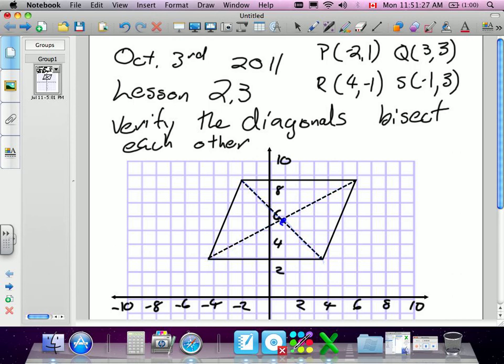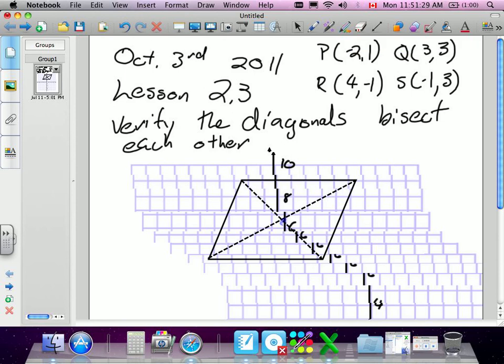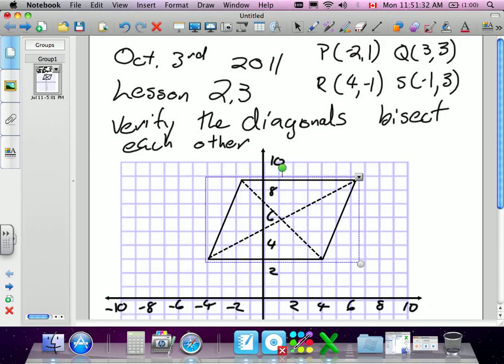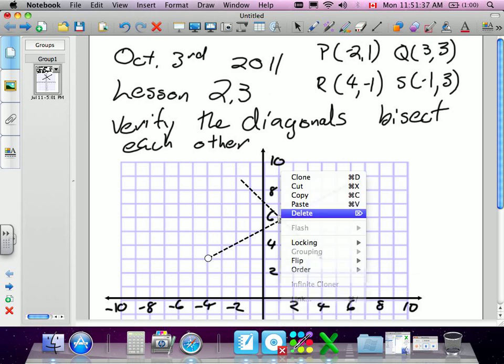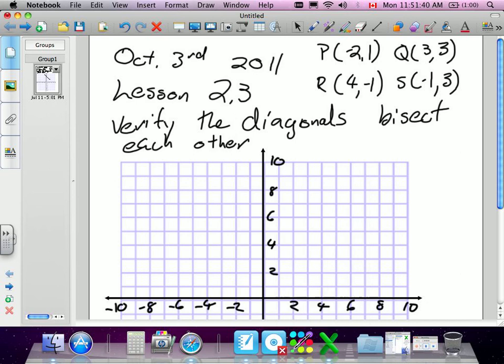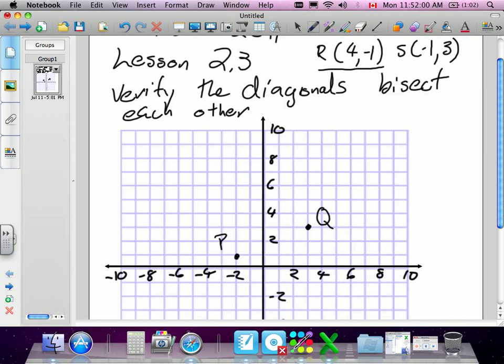So I'm going to get rid of what I have here. Let's get rid of these two, and let's actually plot these points. The first point P is at -2 and 1, which will be right there. There's our point P. Point Q is at 3 and 3. Point R is at 4 and -1. And finally, point S is at -1, +3.